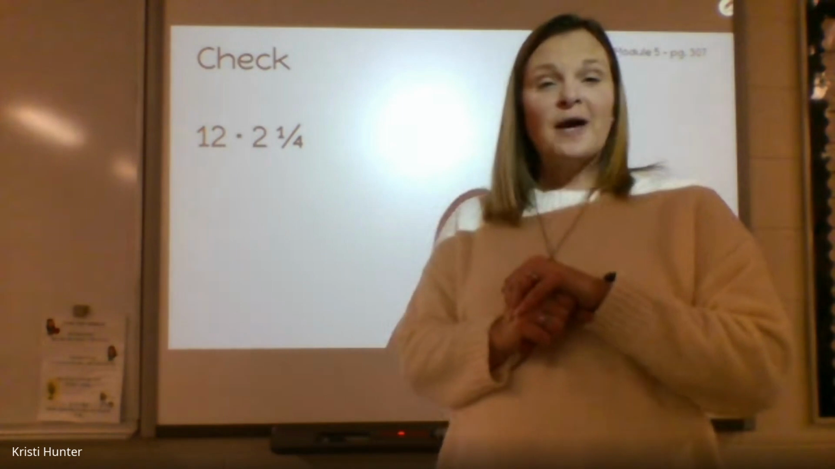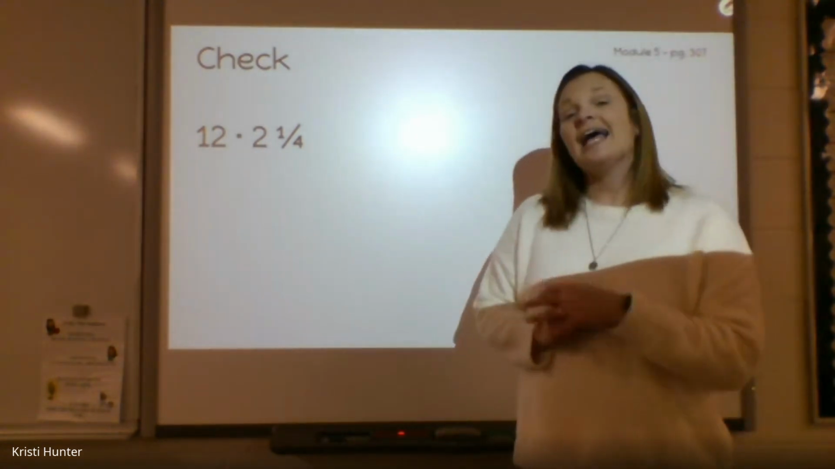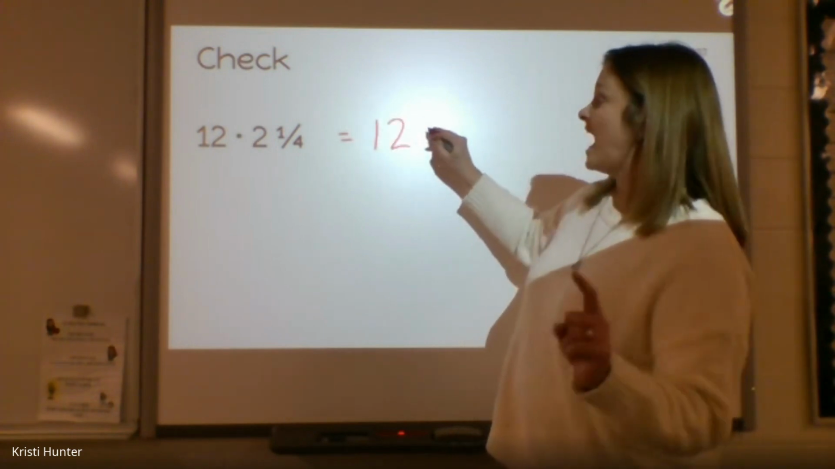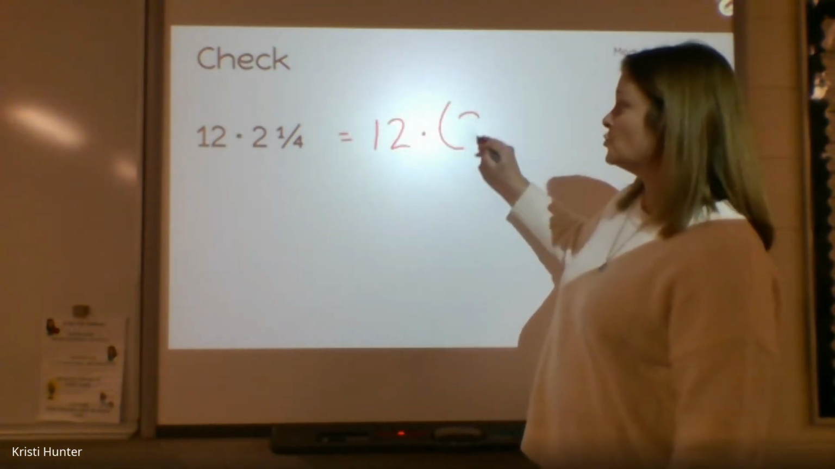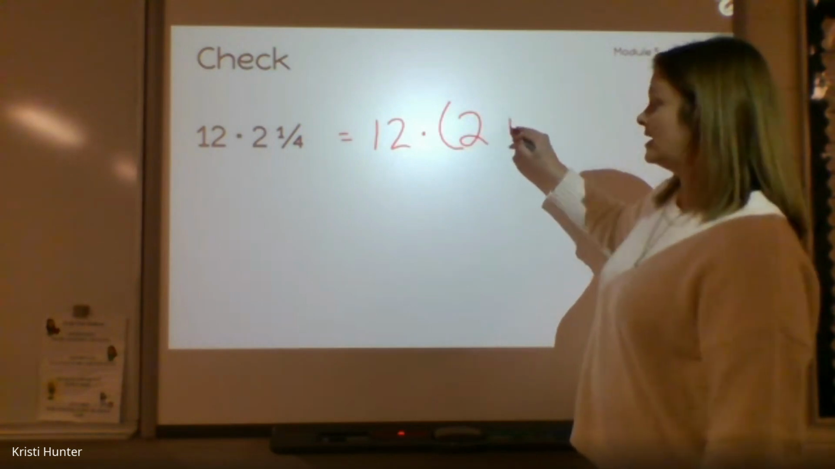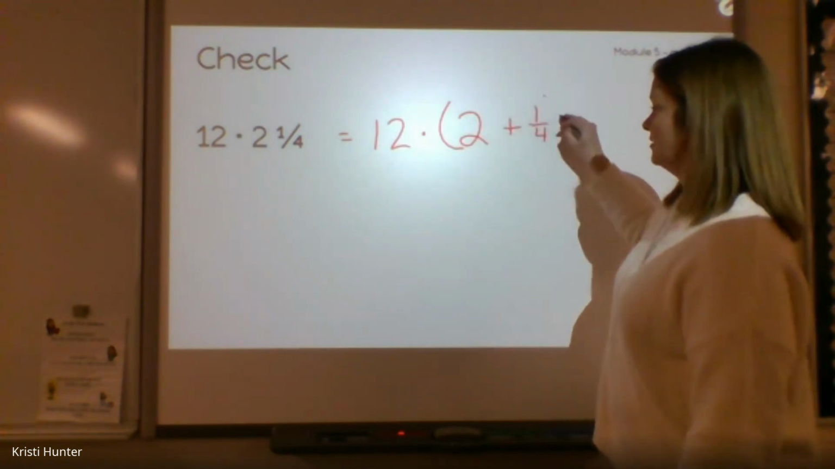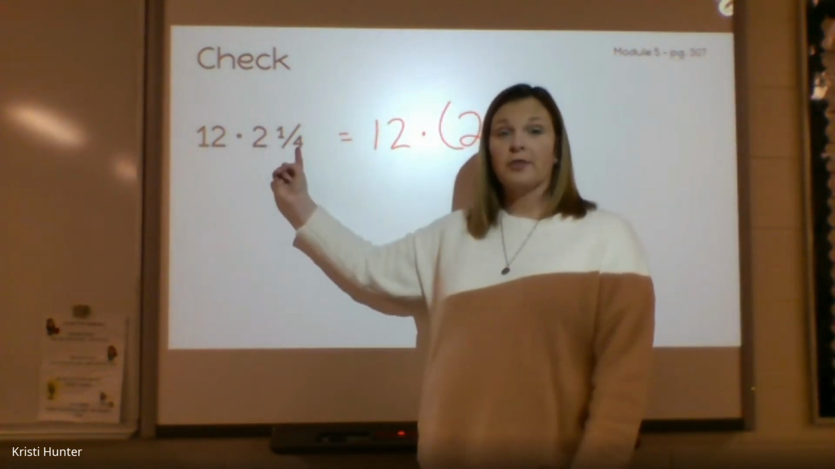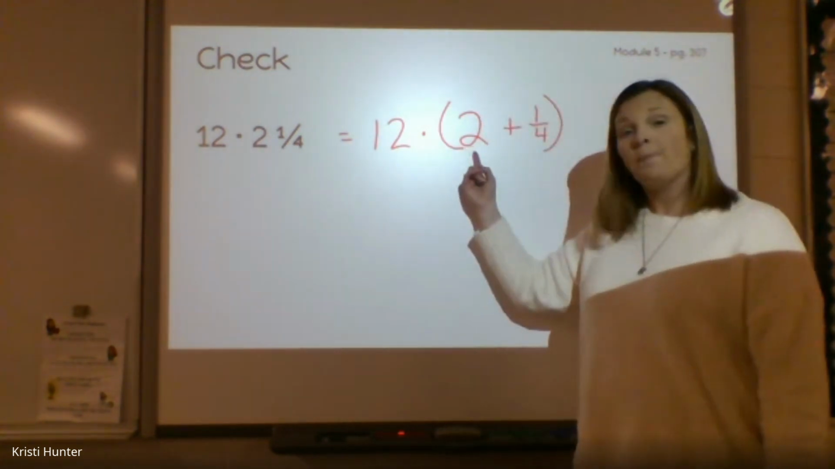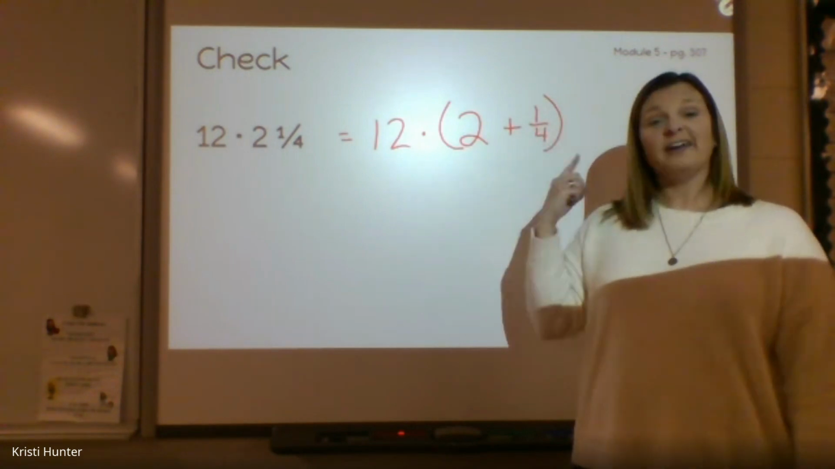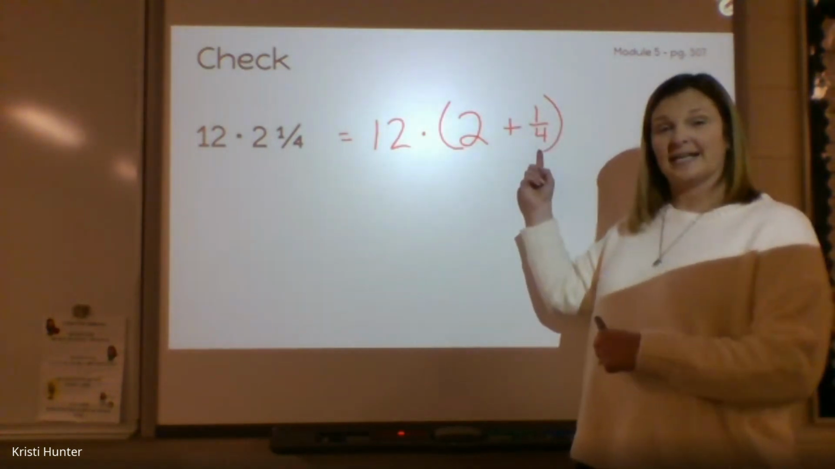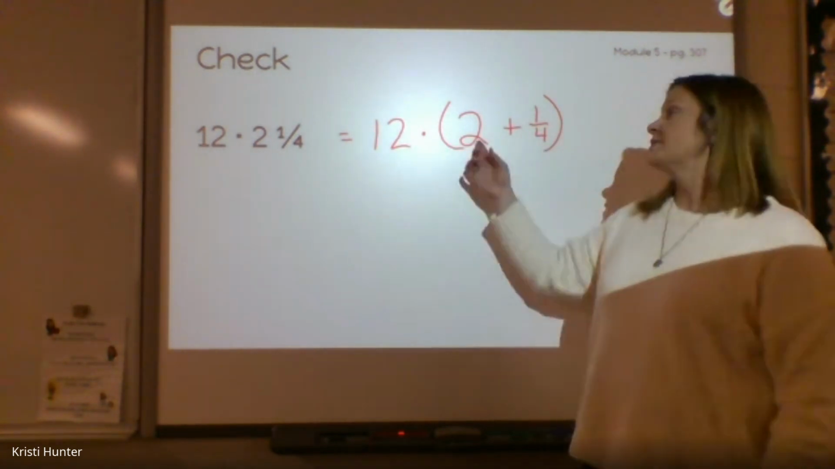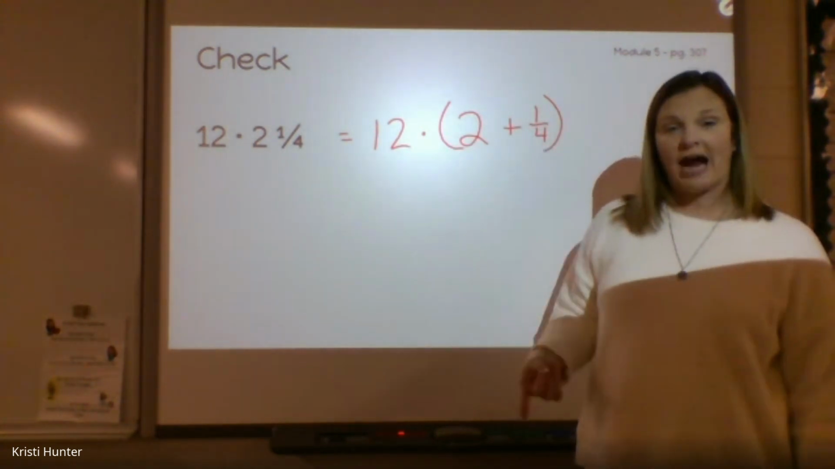All right, let's see what you guys came up with. So when I think of this problem, I have 12 times 2 wholes plus another 1/4. Remember, think of it this way. If I have 2 1/4 pizzas, I have 2 whole pizzas, and then I have another pizza, but it's cut into 1/4 of it. So that is how I'm breaking apart my fraction.